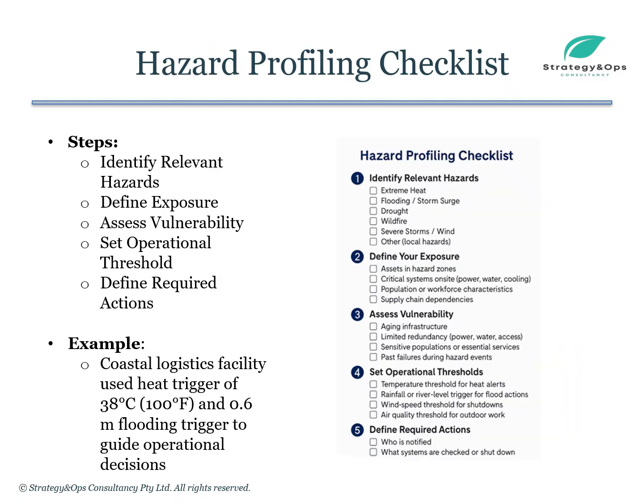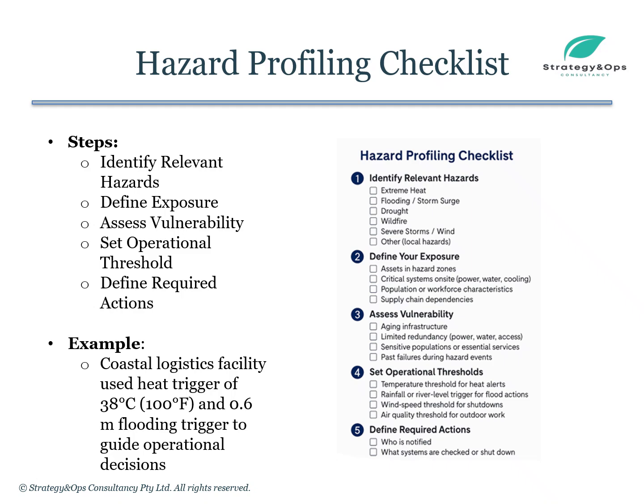To help organizations quickly understand which climate hazards matter most to them, we use a simple hazard profiling checklist. It focuses attention on the hazards most likely to disrupt operations and the thresholds that trigger action. This keeps risk monitoring practical and aligned to day-to-day decision-making. The checklist focuses on 5 steps.